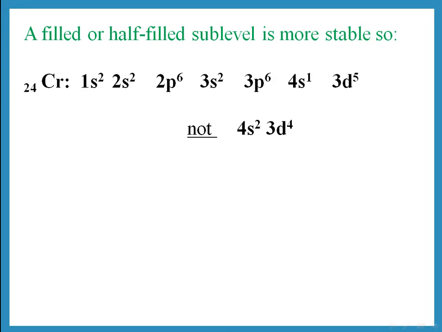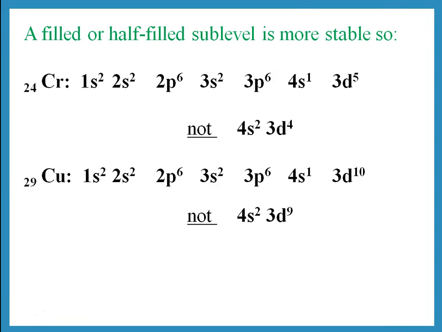That's what we should have done. But actually, that's not what happens, because the 3d would need just one more to be half filled. So we take one from the 4s and put it into the 3d. Now it has 4s1, 3d5. Both are half filled, both are stable.